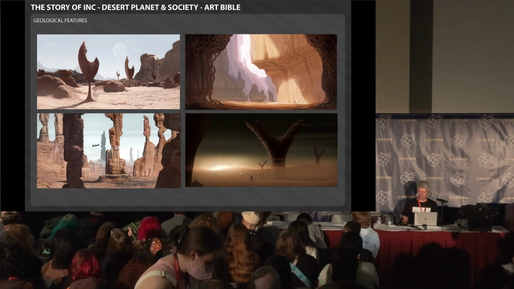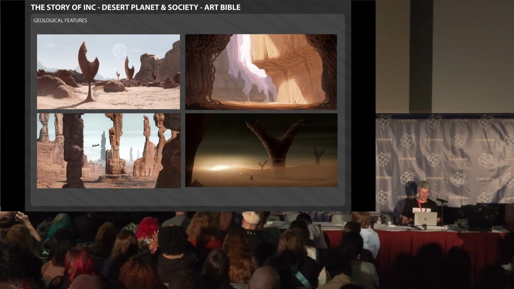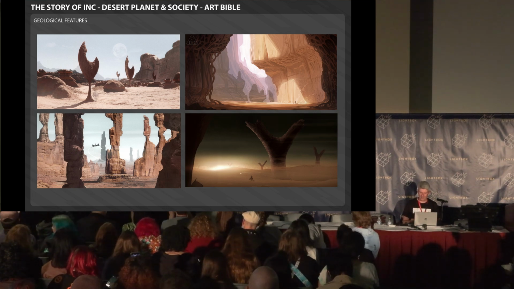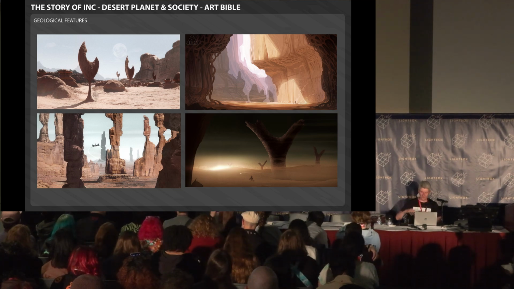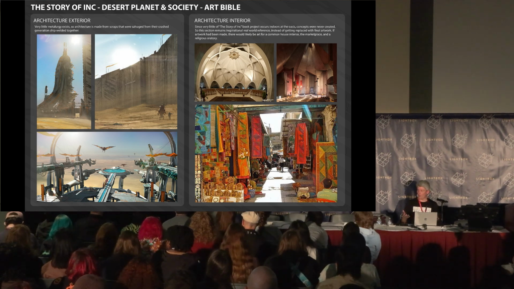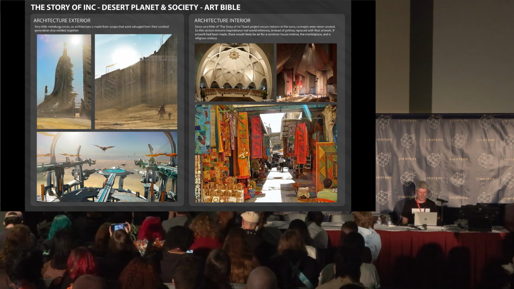Okay, more geographical features. Some of these are my paintings showing some of the big weird rock formations. Painting by Jeremy Vickery up in the top right, again showing some of those weird holes and different kinds of rocks you can imagine. Then getting into architecture, both interior and exterior. So some exterior stuff on the left.